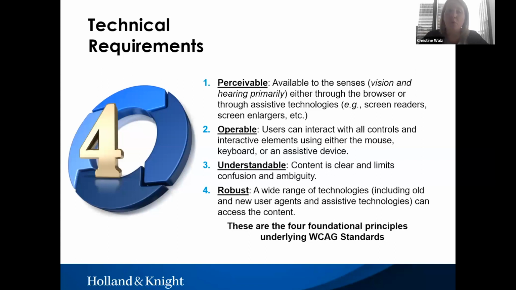Under the WCAG, there are 4 foundational principles that content on a site should be perceivable, operable, understandable, and robust. This largely means that most of this is about the technical requirements, our back-end requirements, right? There are things that are located in the code of a site that allow individuals who are using assistive technologies like screen readers or screen enlargers to interact with the website. And so each of these are the 4 principles, and then they are broken down into specific success criteria.